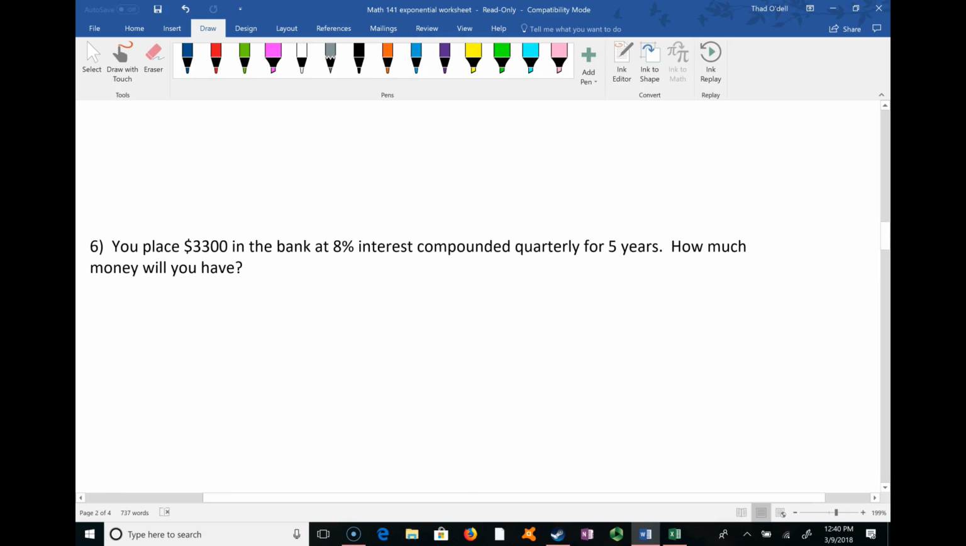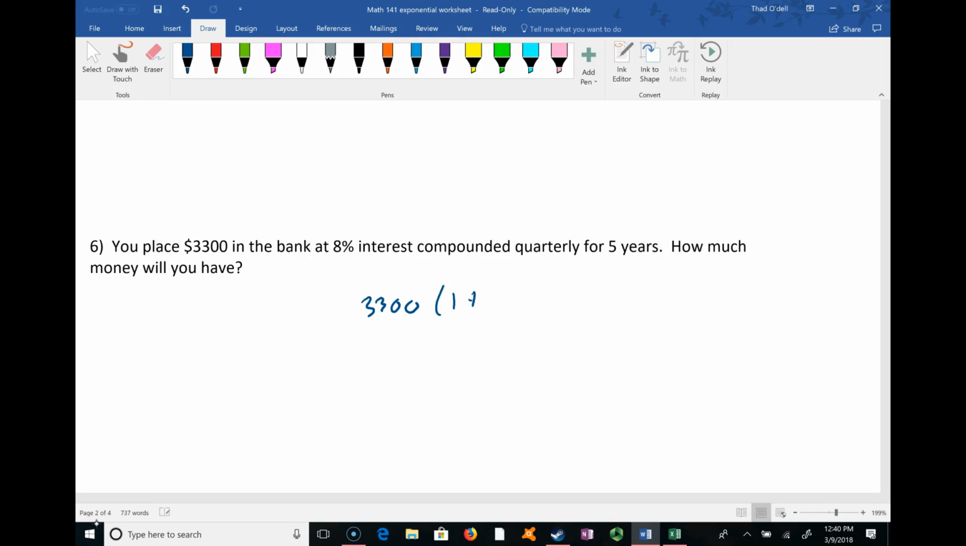Here's another one. You can place 3,300 in the bank at 8% interest compounded quarterly for 5 years. So that would be 3,300. Once again, we're going to have to divide that 8% by the number of times of compounding. So since I'm compounding quarterly, that means 4 times a year.